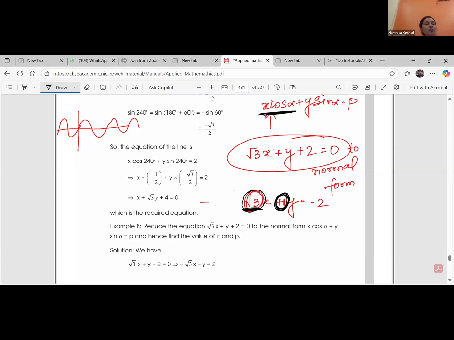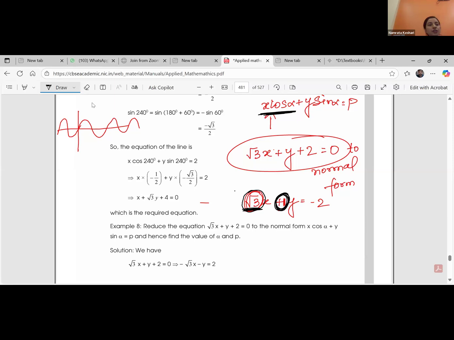Yes, ma'am. What are we trying to do? We are trying to represent this root 3 in the form of cos of any angle. But root 3 is not there in the cosine table. Okay, so what will we do? We will do the arrangement over here.